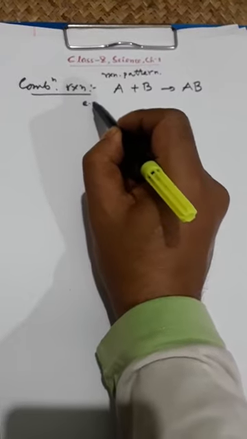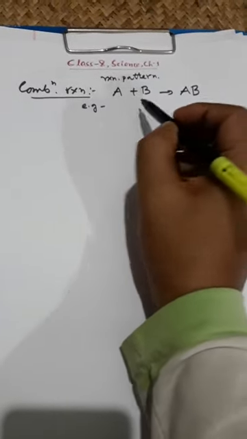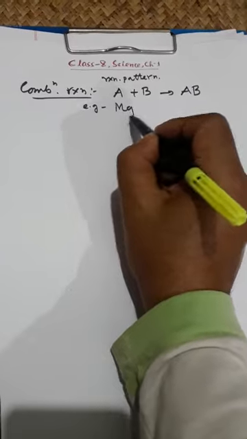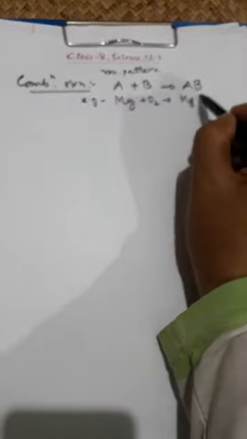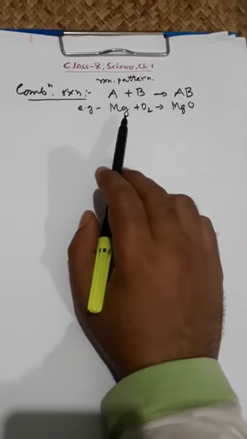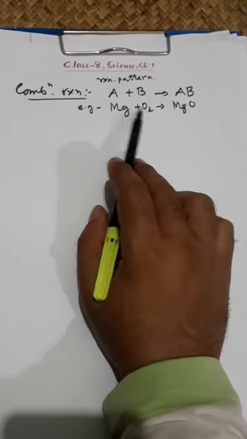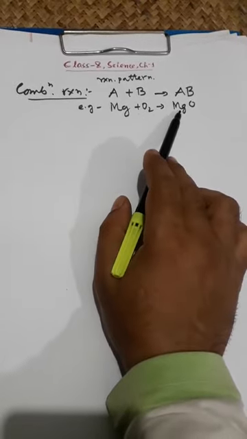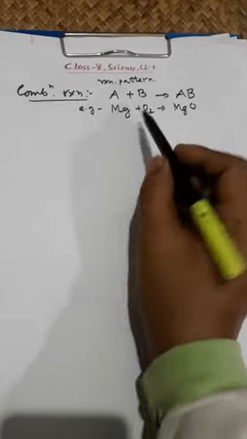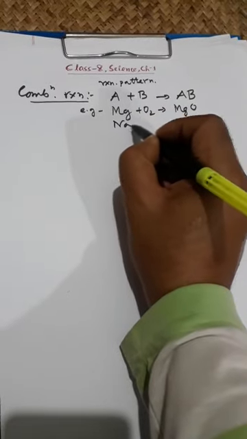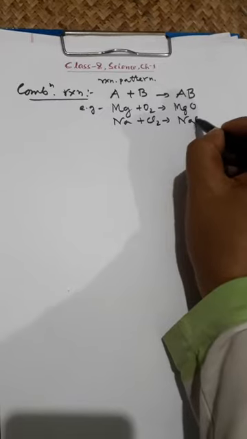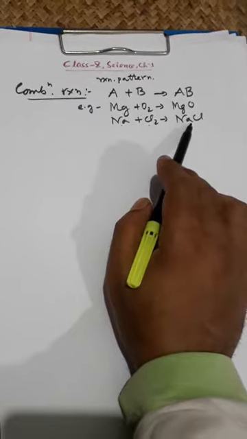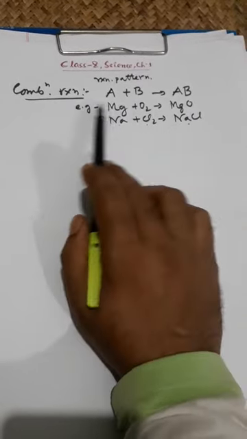This kind of pattern can be utilized for reactions like magnesium. When burned in oxygen, it gives magnesium oxide. So see, it is one reactant, it is another reactant. When they combine, they give a single product. So it is a combination reaction. Let's take another example. Sodium, when it reacts with chlorine, gives sodium chloride. Here also two reactants give only one product. So this is the basis of combination reaction.